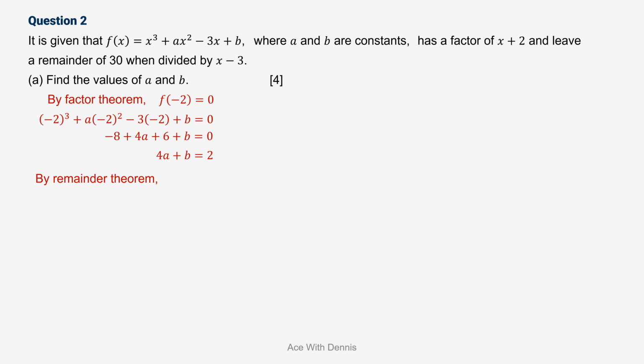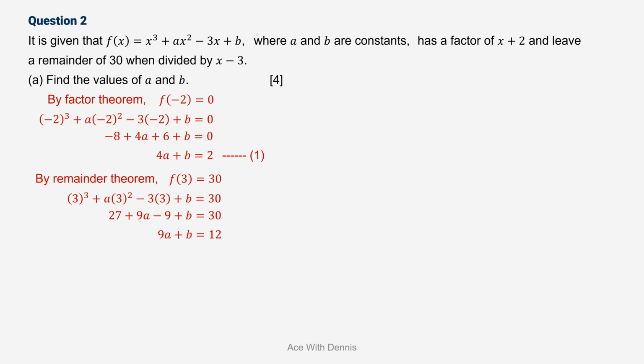Next, to form the second equation, we use the second piece of information, where it states that it leaves a remainder of 30 when divided by x minus 3. Hence, by remainder theorem, f(3) equals 30, which means 3 cubed plus a times 3 squared minus 3 times 3 plus b equals 30. Expand, we have 27 plus 9a minus 9 plus b equals 30. Simplify, we have 9a plus b equals 12.